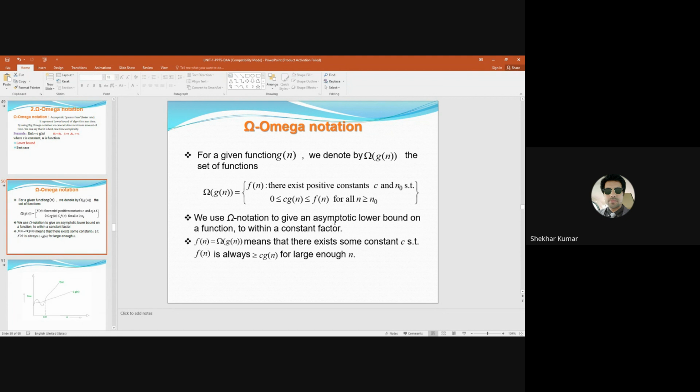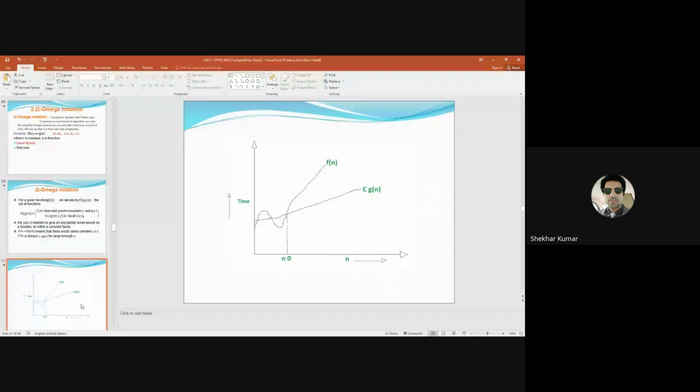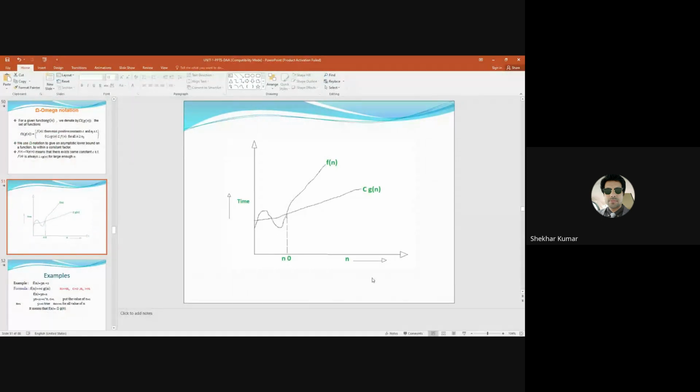So we use omega notation to give an asymptotic lower bound on a function within a constant factor, as we described. This means that there exists some constant c such that f(n) is always greater than c of g(n). It is also described in terms of a graph. You can see the time, and this is the number of inputs n. The value of f(n) is always greater than c of g(n). In big O, the graph was just the reverse: the value of f(n) is less than c of g(n).